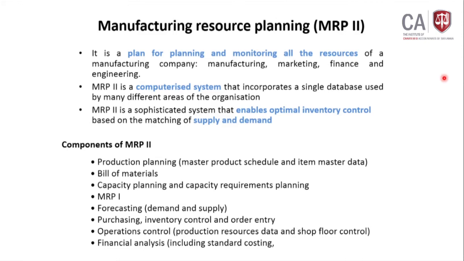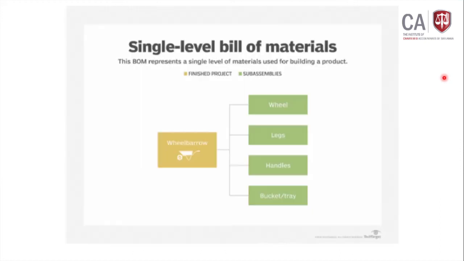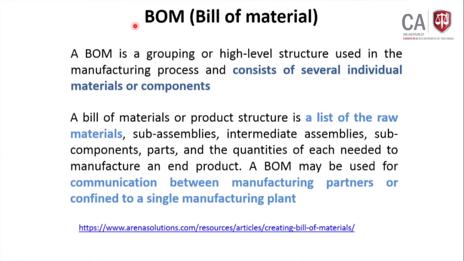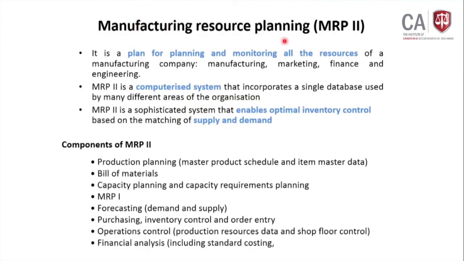Manufacturing resource planning, MRP 2. It is for planning and monitoring all resources. So please remember, when it comes to MRP 2, MRP 1 is also included inside this one. In MRP 1, we talk about material requirement planning, right? MRP has the same characters, but MRP 1 talks about materials. Here we talk about what? Manufacturing resource planning. That is not material requirement planning, right? That is manufacturing resource planning.